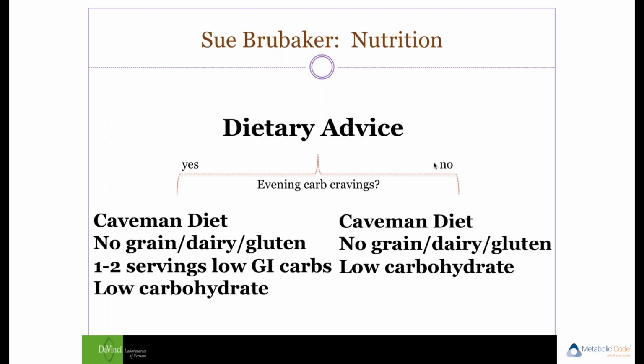What if she has some evening carb cravings? Well, it's okay to add in 1 to 2 servings of low GI carbs in the evening. That helps boost serotonin production. She's going to sleep more deeply at night. And a lot of the literature is now showing, especially with the very low carb diets or ketogenic diets, that after 60 or 90 days, the gut starts to break down. And patients need to add back in some resistant starch so that we feed the gut lining.